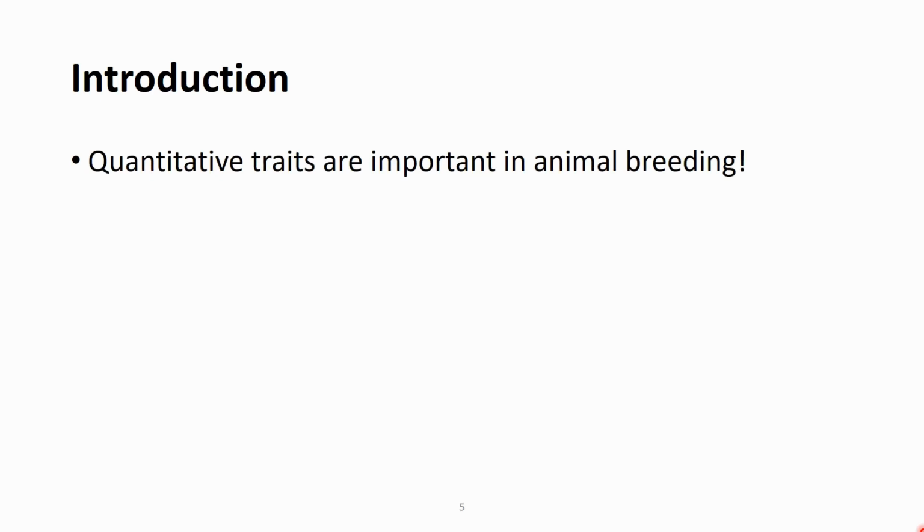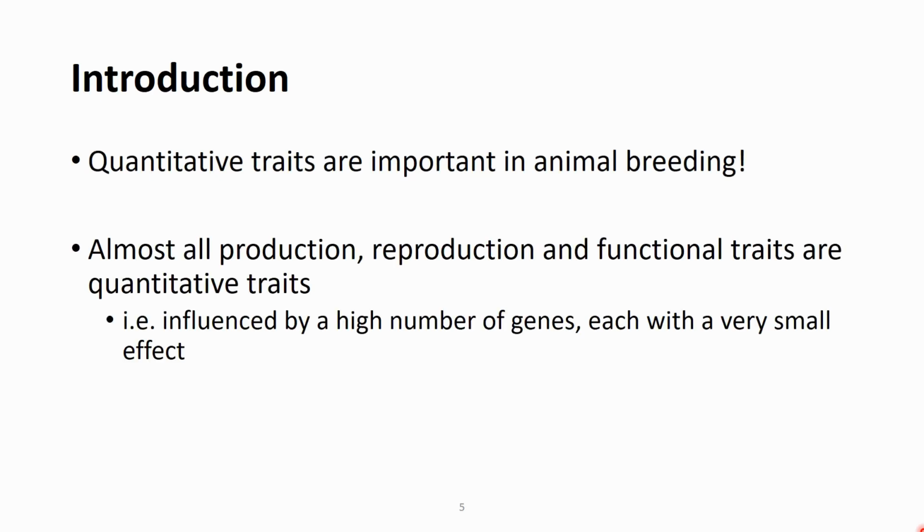Now, in general, quantitative traits are very important in animal breeding. Almost all production, reproduction, and functional traits are quantitative traits, which means that they are influenced by a high number of genes, with each of these having a very small effect. So in other words, we cannot pinpoint one or two locations on the genome and select just for those and expect an increase in the productive traits. Instead, we have an unknown number, possibly thousands of places, which each contribute with a small amount.